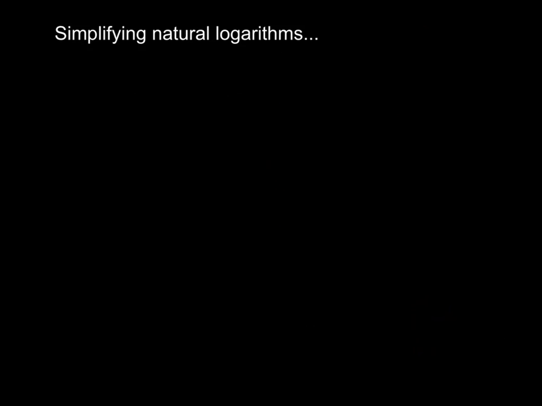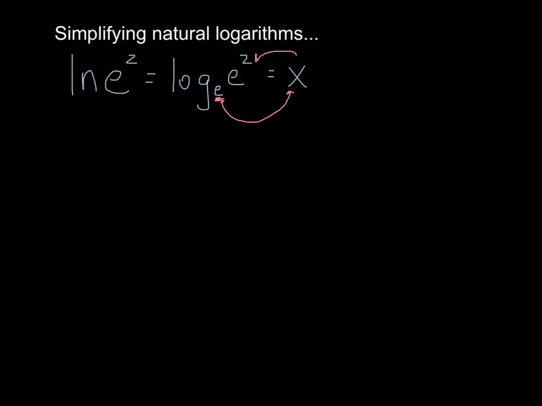So we're going to do the same exercise now, except with a natural logarithm. So let's say we needed to simplify ln of e squared. We're going to remember that ln is really log base e of e squared. And what we do is set this equal to x, and we're going to write this in exponential form. So we start with e to the x is equal to e squared.